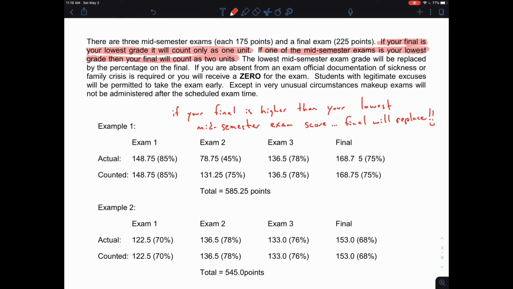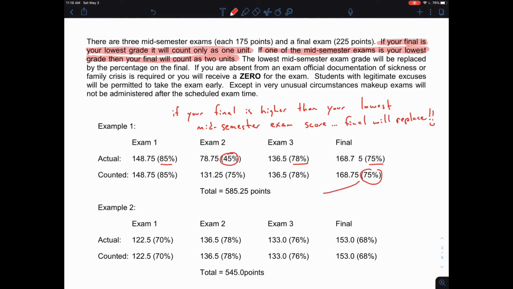So, that's exemplified in these two examples. For example 1, we have a student who got 85%, 45%, 78%, and then a 75%. So the idea here is that exam 2 was a low ball, maybe the student was sick or what have you, but the final is higher.